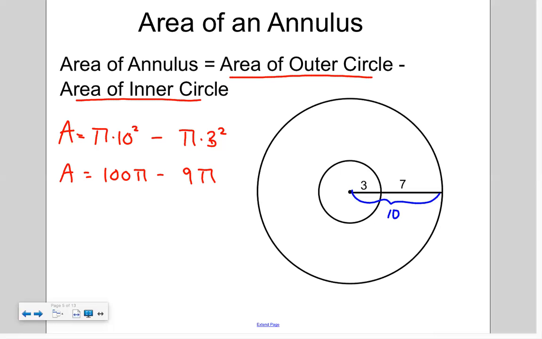Now treat this just like it was x, like 100x minus 9x would be 91x. It's the same idea here. 100 pi minus 9 pi is 91 pi. So the area of our annulus for this diagram would be 91 pi.